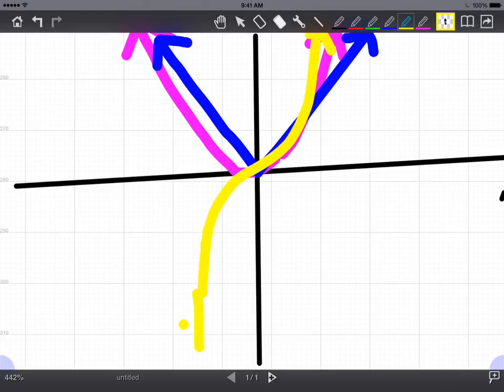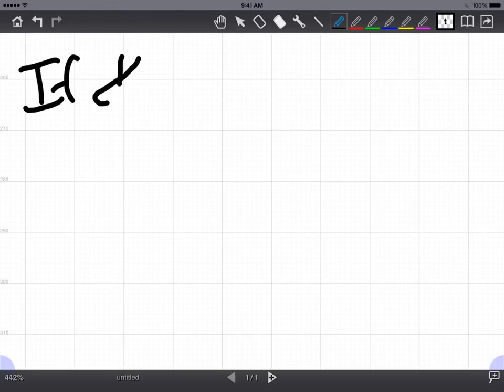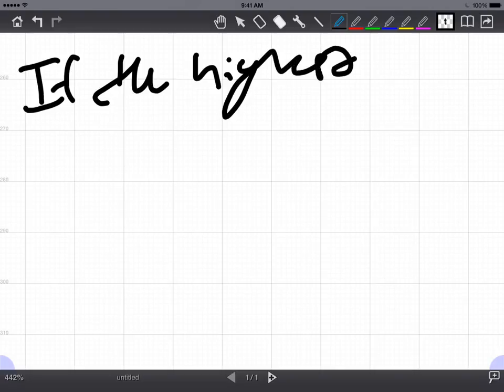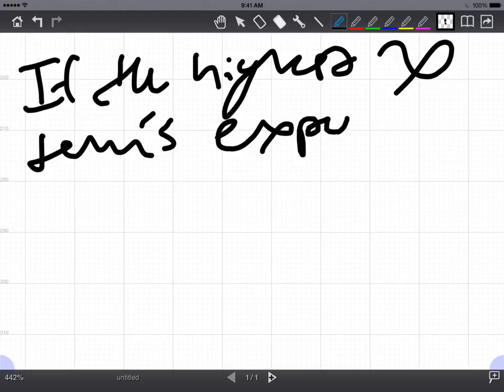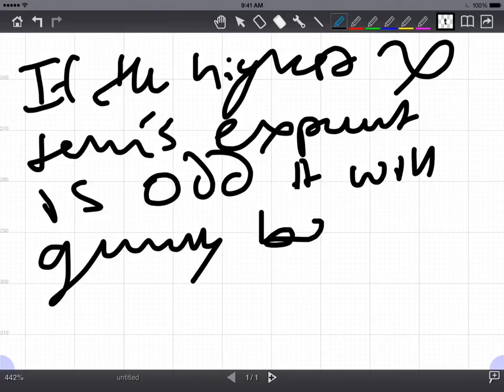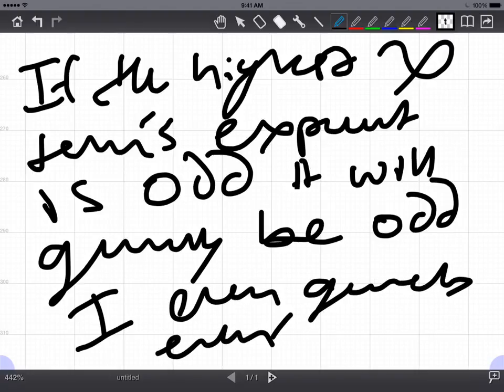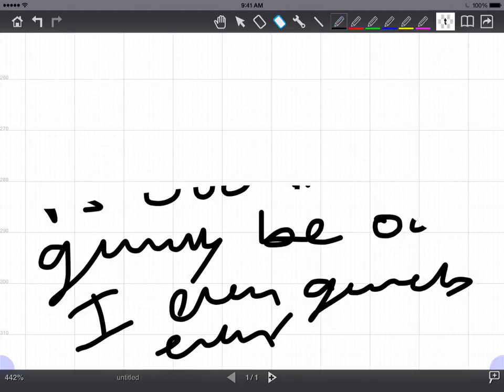And here's a general rule of thumb to consider when you're determining if a function is even or odd when you're given the equation. If the highest x term exponent is odd, it will generally be odd. If even, generally even. Okay, so I know my handwriting sucks.